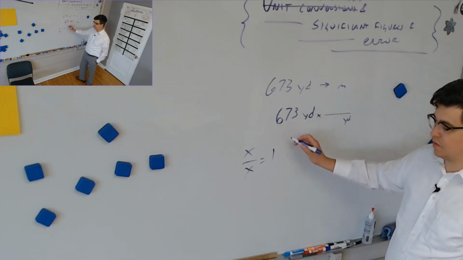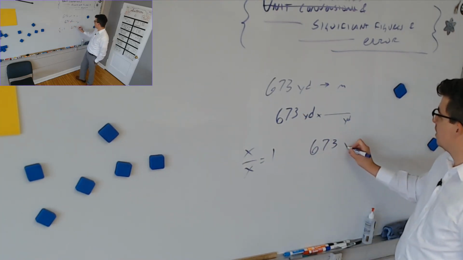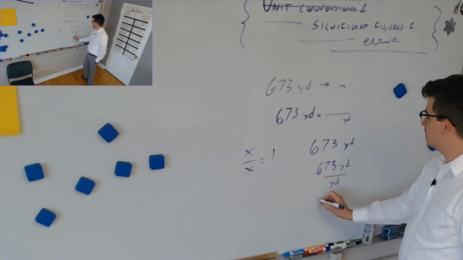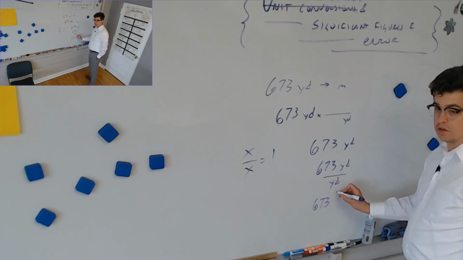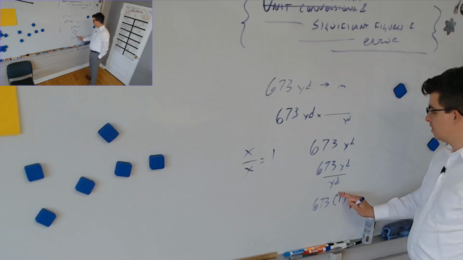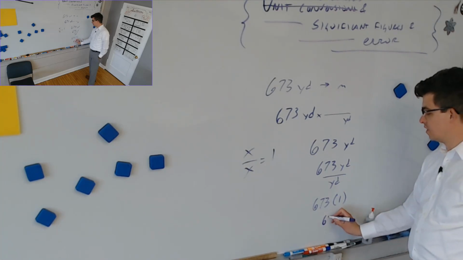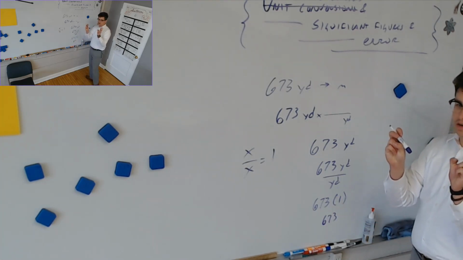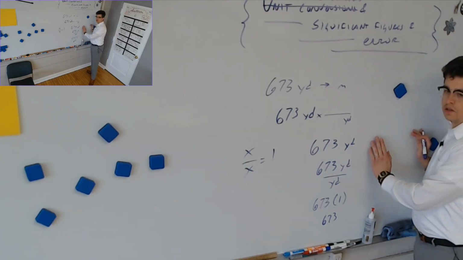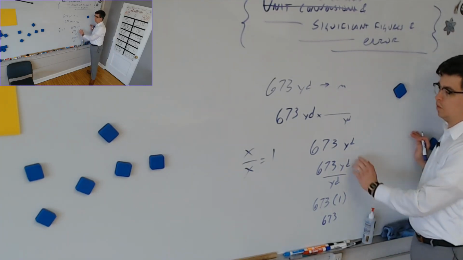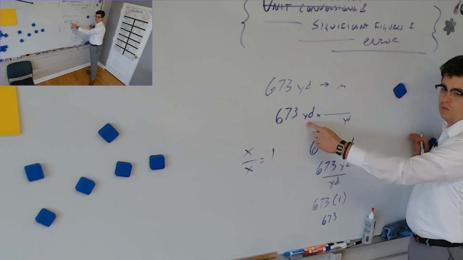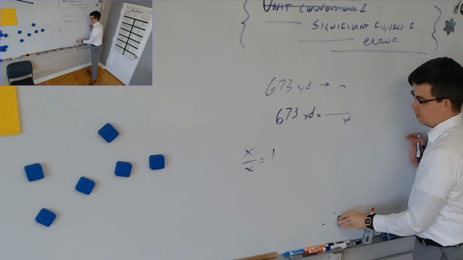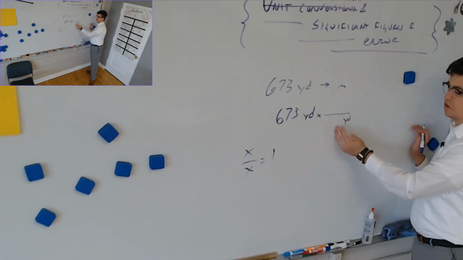And if we have 673, so now instead of having 673 yards, we have 673 yards over yards. The yards reduce to 1, don't they? So it's the same as this. And now we don't have any yards anymore, we just have 673. So that's why we sometimes think about them as canceling out. That's not the correct terminology and doesn't really show us what's actually happening, but that is what's occurring when we divide something in the numerator by that same thing in the denominator. So in that way we can get yards to reduce to 1 in our equation.